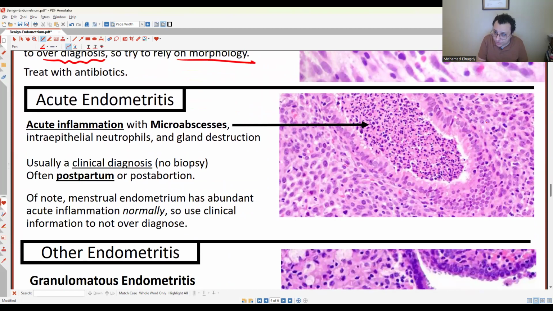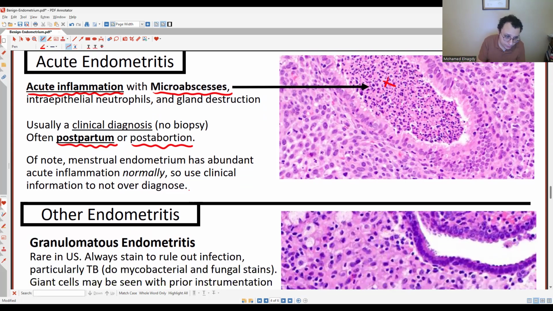We have also acute endometritis. Acute endometritis is not so high yield. However, you will see neutrophil aggregates inside endometrial glands forming a microabscess, a glandular microabscess. So the acute inflammatory cells, neutrophils, form aggregates inside the endometrial glands. When does acute endometritis happen? It usually happens postpartum, in case of postpartum fever, postpartum sepsis, and sometimes post-abortion.